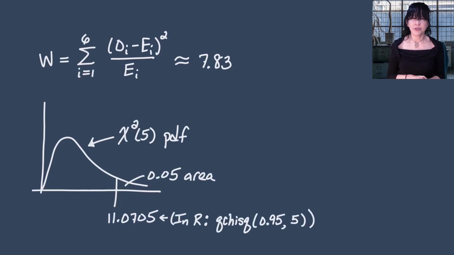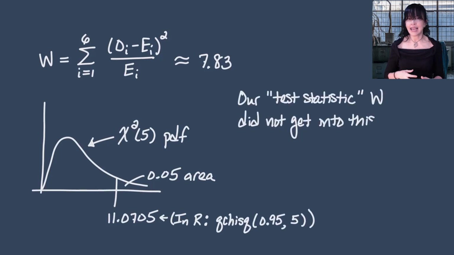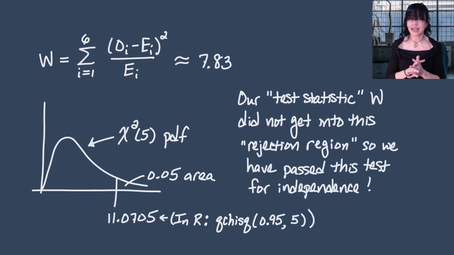If you are interested in doing these tests in the future, you might want to pause the video, or after the video, try to find a chi-squared table or use some software and make sure you know how to find this number that I looked up, this so-called critical value. But this is the number that we're going to say is large because we want W to not be too large. Now, our value, our test statistic, did not get to be too large because we're defining too large to be above 11.0705. In other words, our test statistic did not get into this so-called rejection region. So we have passed this test for independence.